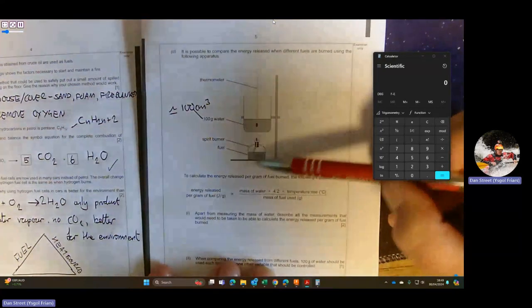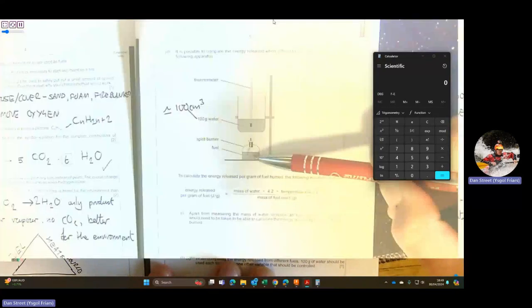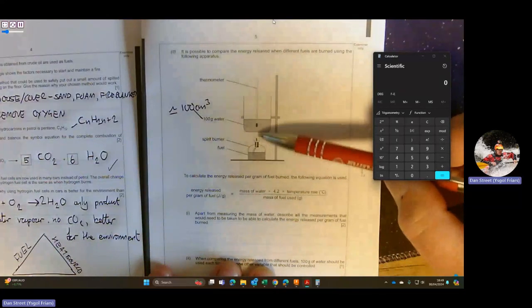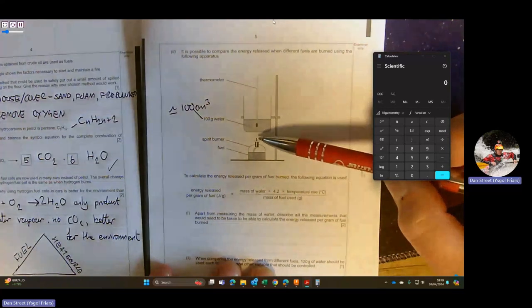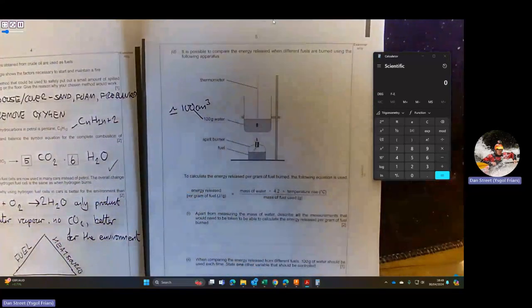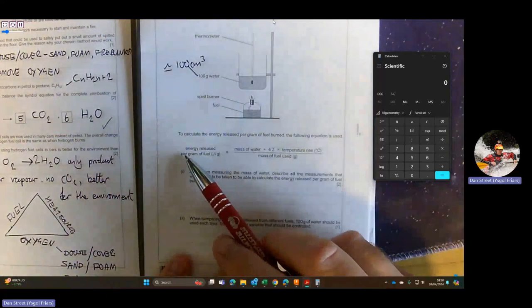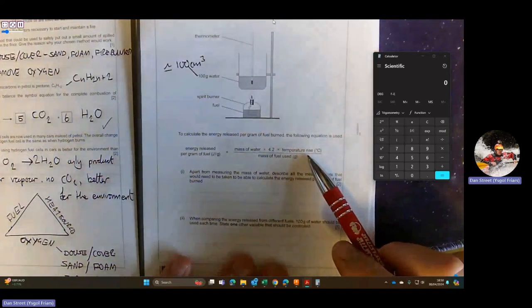Then we've got a spirit burner, which is a container with your fuel in it and a wick, and we can use this to deliver the heat energy relatively accurately to the bottom of the beaker. Now, this calculation is similar to the one on your specified practical, but they do give it to you in the exam, so you don't need to memorize it.